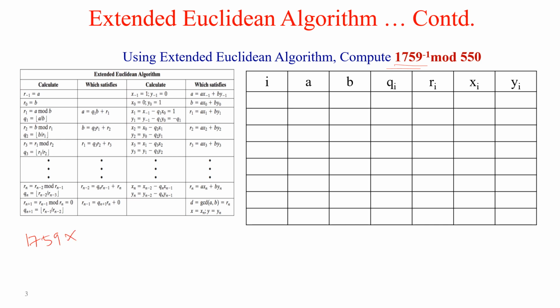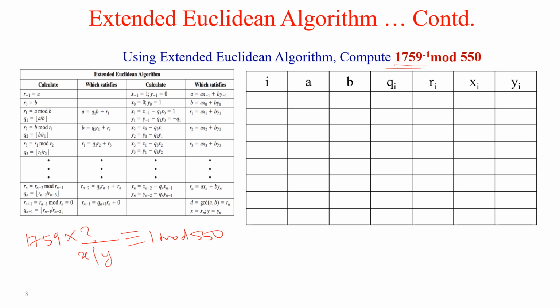1759 into some value must be congruent to 1 mod 550. So this is the meaning. Some value, that some value only you are going to find here. It may be either the x value or the y value. Any one of the values must be the answer for this question mark. So that value only we are going to find.